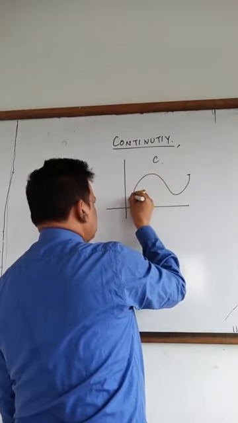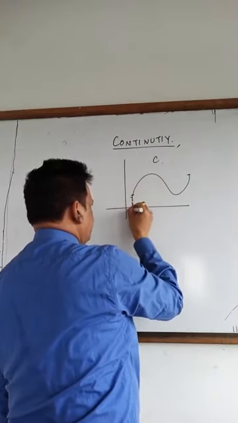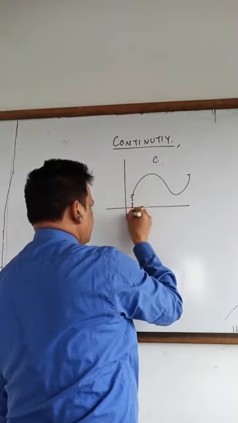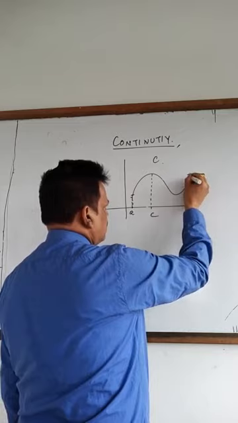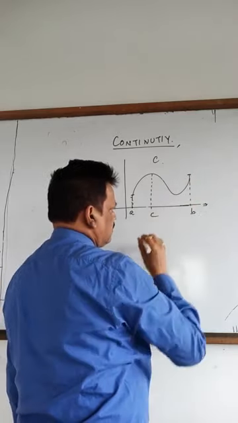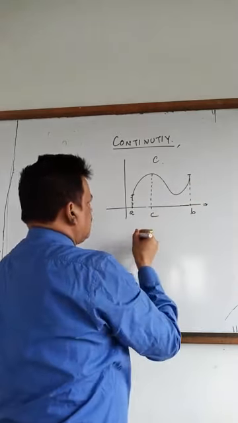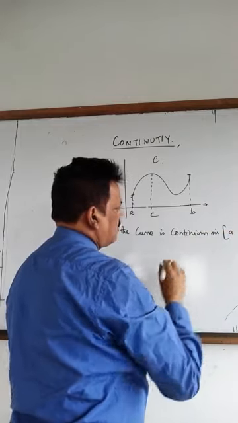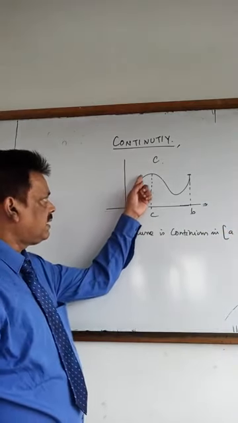Suppose this is A, this is C, this is suppose D. I can say the curve is continuous in the closed interval A. Means I cannot find any break in the curve.